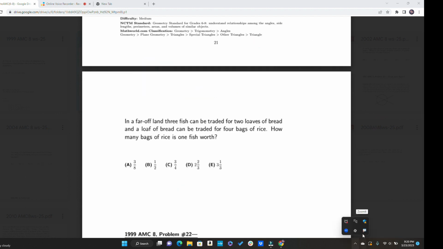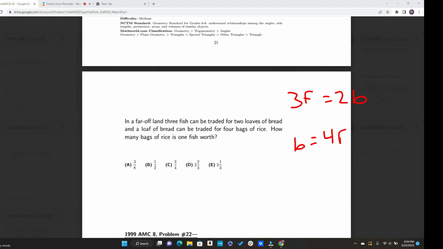Okay, some ratios. So we know 3 fish equals 2 breads, okay? And 1 bread equals 4 bags of rice. So how many bags of rice is 1 fish worth? Ooh, okay, let's see. So if 3 fish is 2 loaves of bread, and 1 loaf of bread is 4 bags of rice, let's see if we can make one entire equation, right?